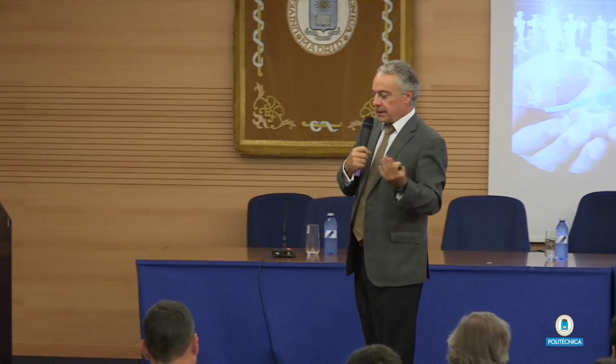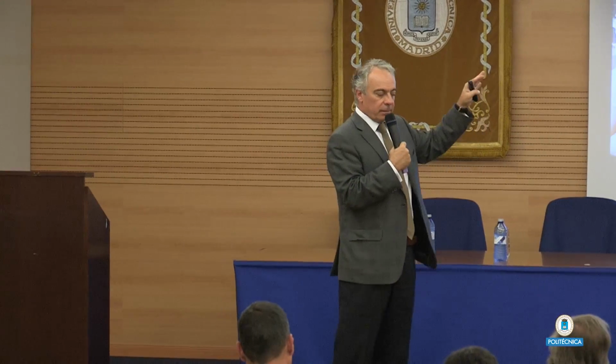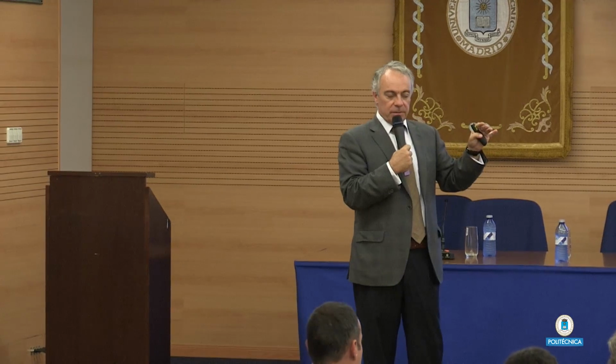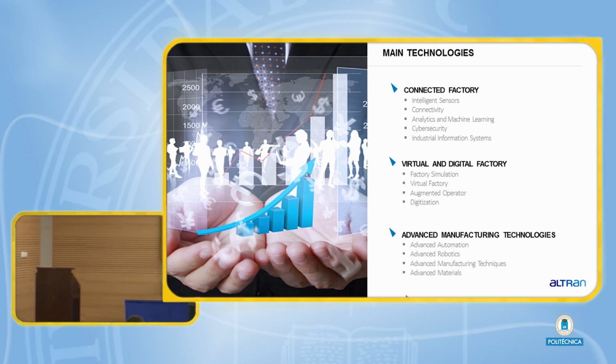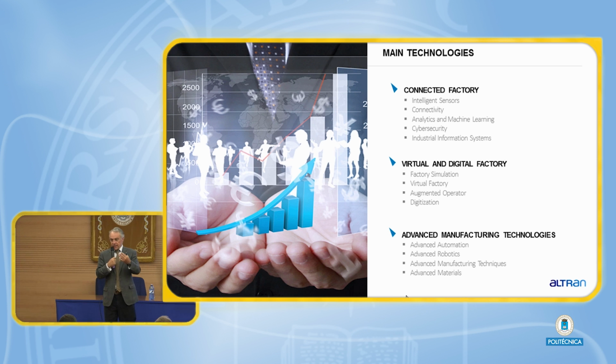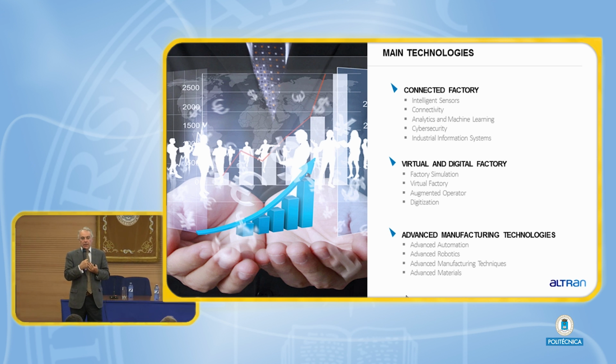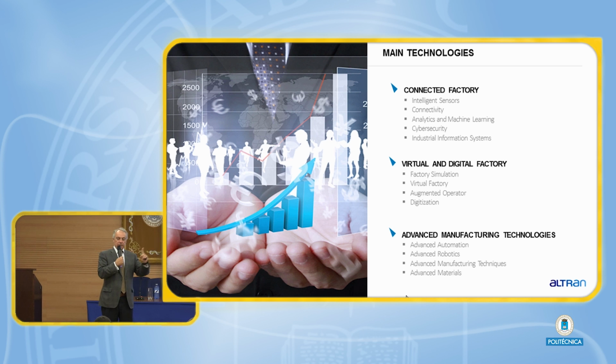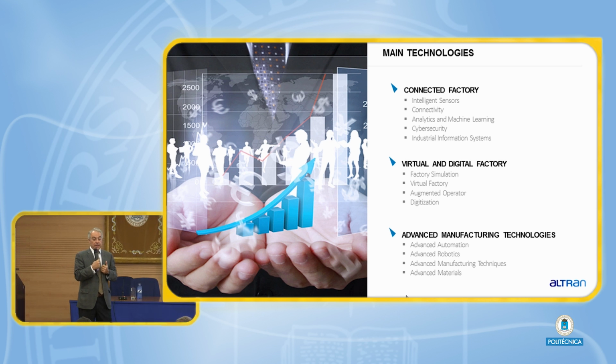If we move on to the virtual and digital factory, then we will start getting some of the information, and all that information that is brought by the connected factory, we will start working with. And we will start using, for example, factory simulation. What for? To understand what-if scenarios. What if variability in this process increases? What if variability in the arrivals from my suppliers changes? What if demand increases? What if the mix changes?